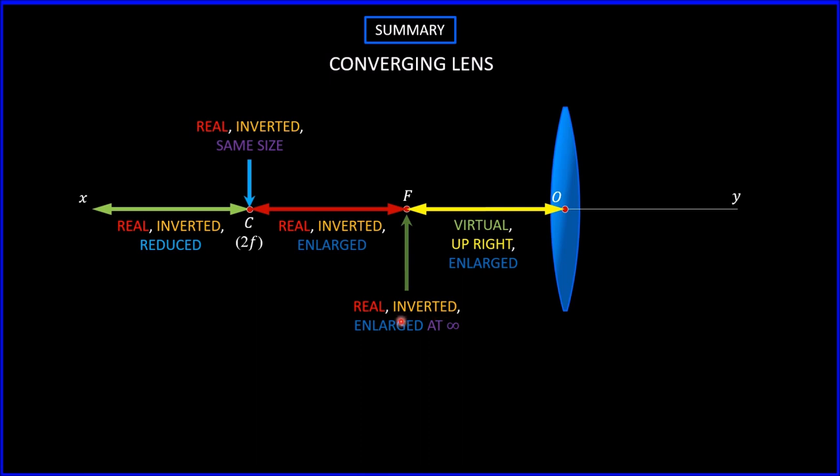That's all the information about the converging lens. We place the object in the front of the lens at special positions. We are done with this problem.